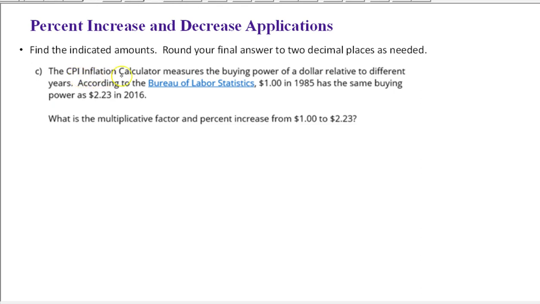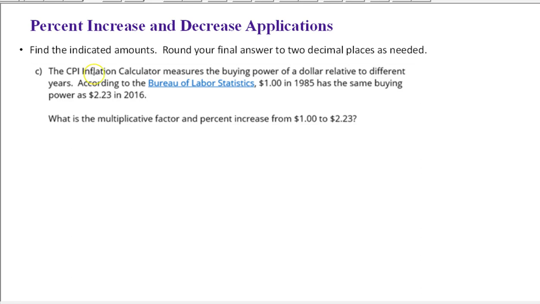The CPI inflation calculator, CPI standing for Consumer Price Index, measures the buying power of a dollar relative to different years. According to the Bureau of Labor Statistics, $1 in 1985 has the same buying power as $2.23 in 2016. So you may have noticed, depending on your age, if you think back 10 or 15 years ago, maybe candy used to cost 45 cents.